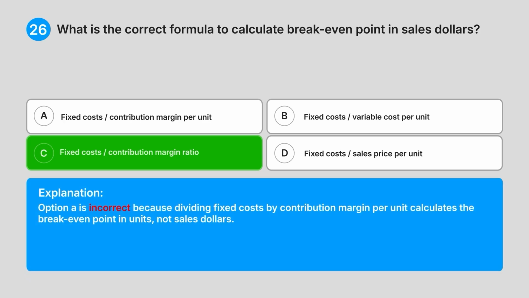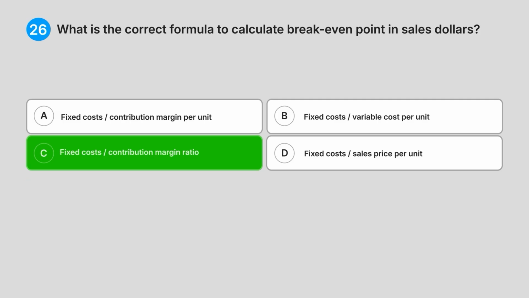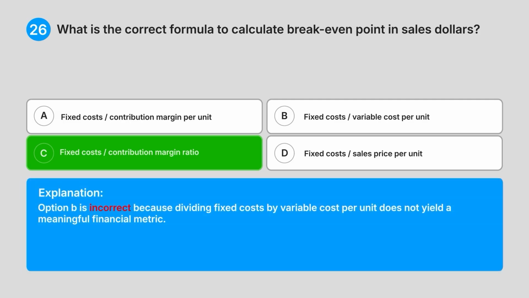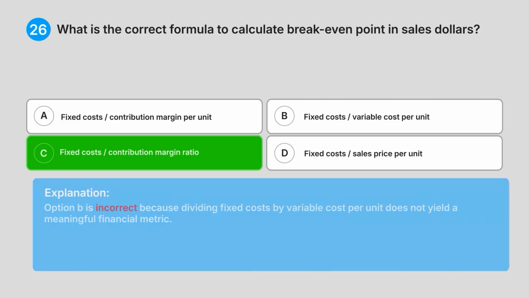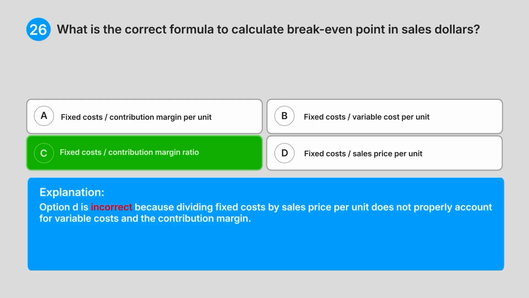Option A is incorrect because dividing fixed costs by contribution margin per unit calculates the break-even point in units, not sales dollars. Option B is incorrect because dividing fixed costs by variable cost per unit does not yield a meaningful financial metric. Option D is incorrect because dividing fixed costs by sales price per unit does not properly account for variable costs and the contribution margin.